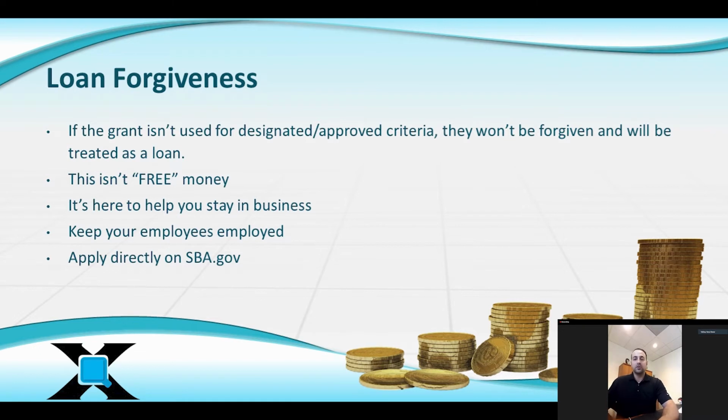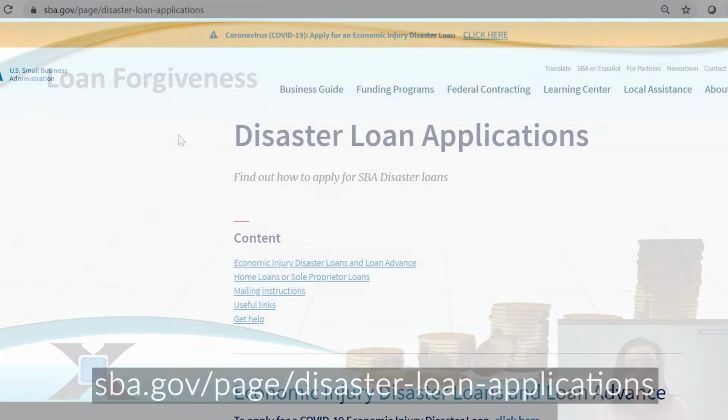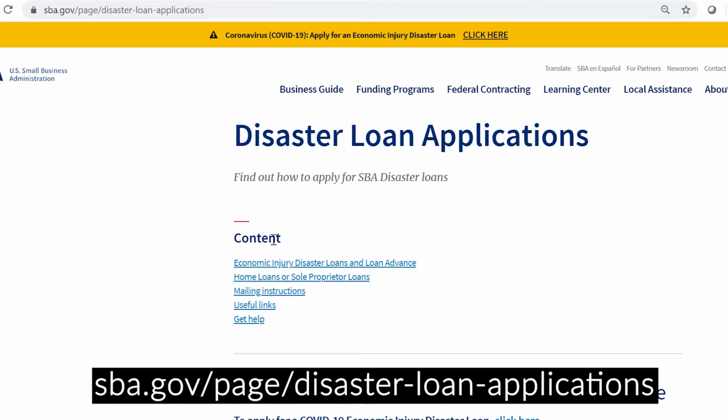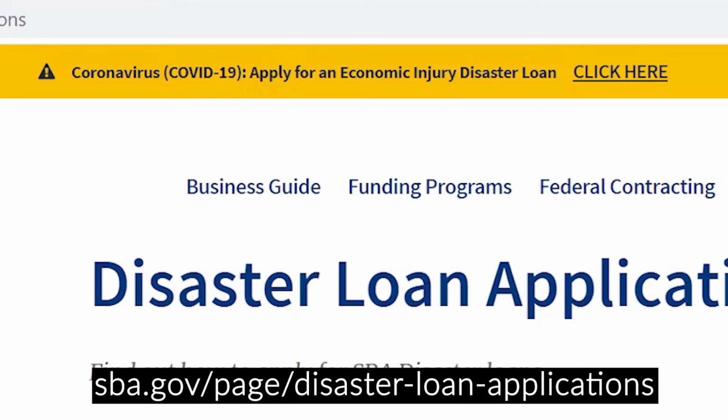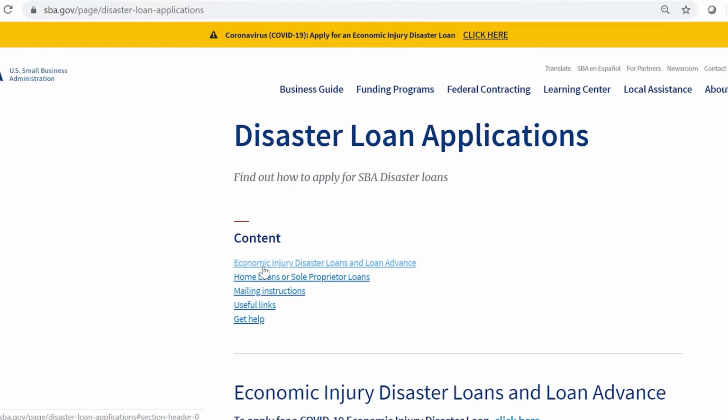So Charlene, the most exciting part is how do my business clients apply for this loan, and what website, where do they need to visit to get this started? Okay, so the URL is sba.gov/funding-programs/disaster assistance. When you go on the website, there will be a pop-up in orange color. It's called Coronavirus COVID-19. Apply for EIDL. Click here.